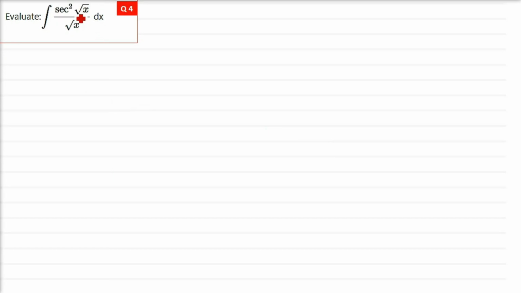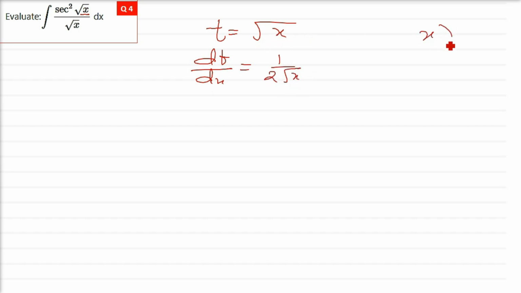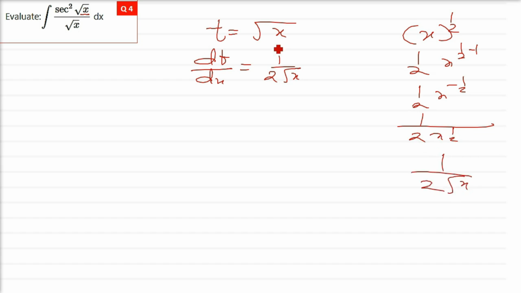Now there are 3 questions coming like this. So I hope you'll be able to do all of this, because if you take root x equals t, you are going to get dt by dx equals 1 by twice under root x. Let me just give you a hint. X to the power half we are differentiating. Half x to the power half minus 1 will come, which is half x to the power minus half, which is 1 by 2 under root x.